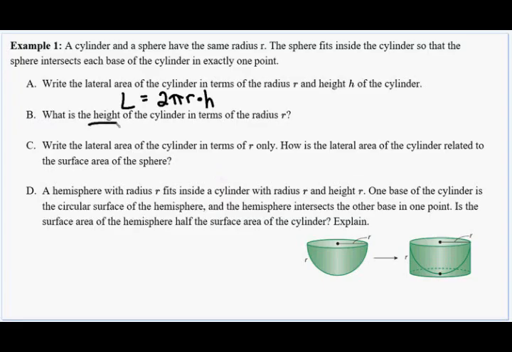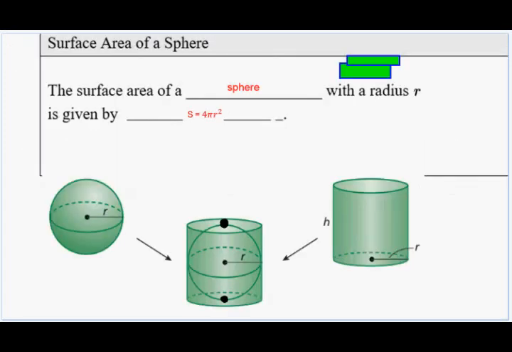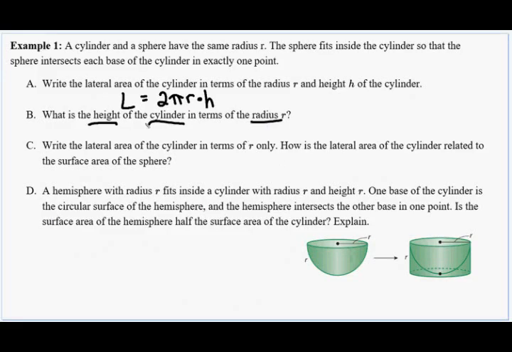B, what is the height of the cylinder in terms of radius? Well, if I go back here, if I go from the center of the sphere to the top, that's one radius. And if I go from the center of the sphere down to the bottom, that's another radius. So overall, that height would be 2 times r. So what is the height, h, in terms of radius? The height is 2 radii.